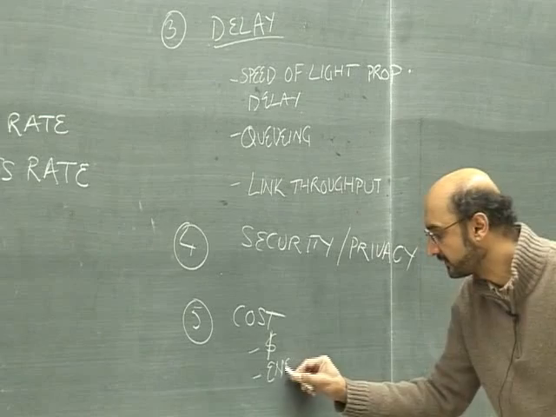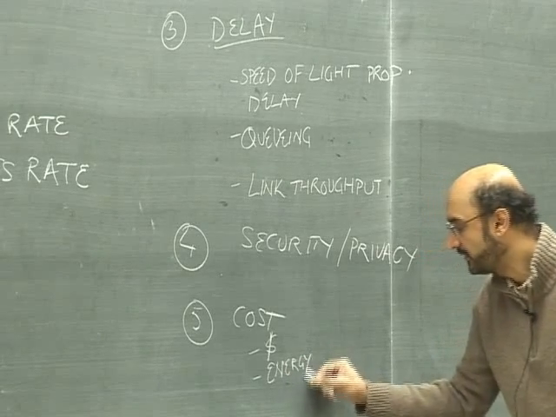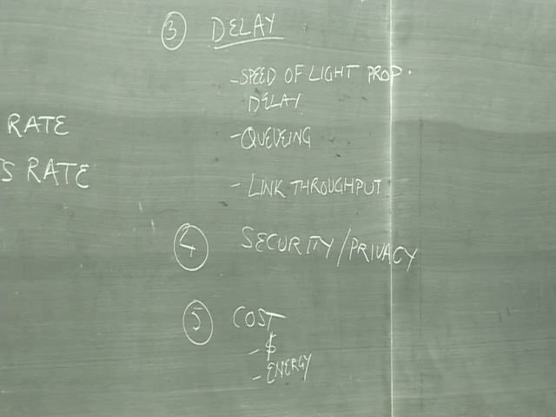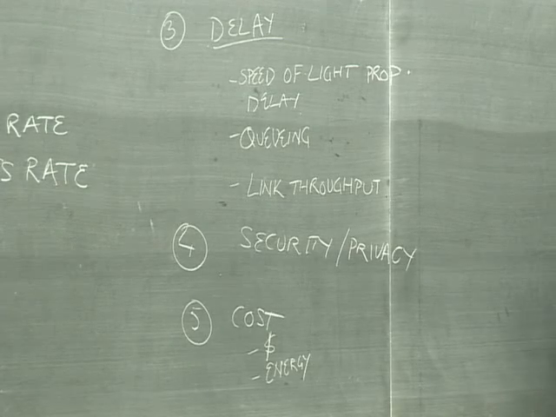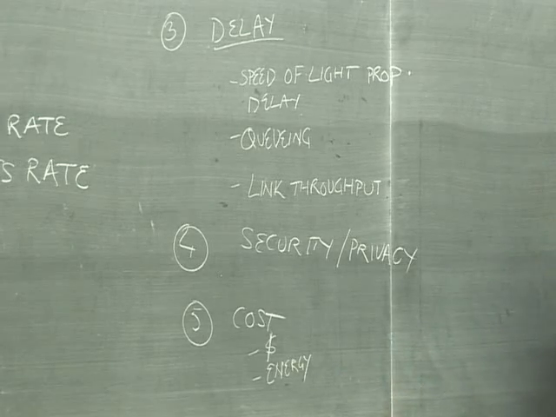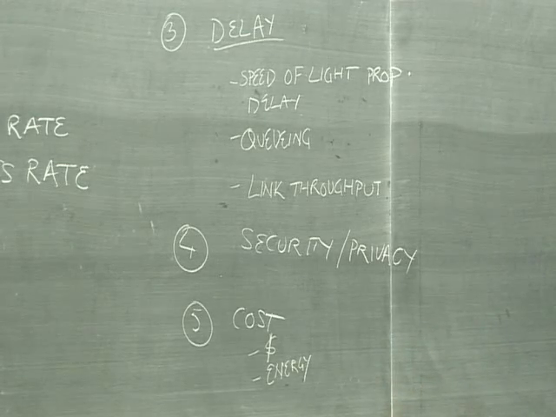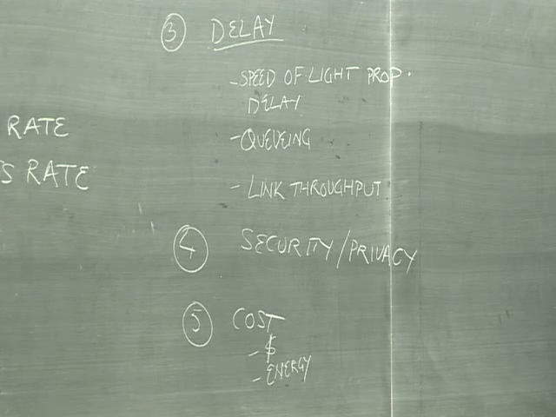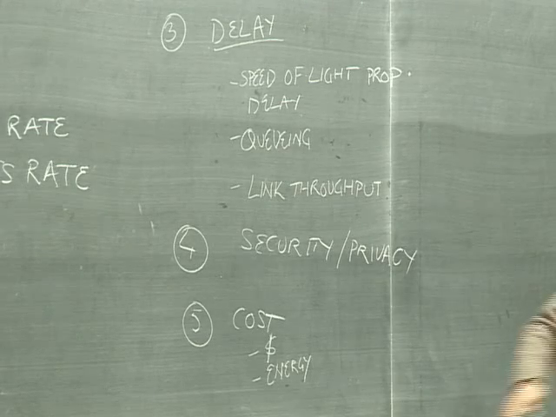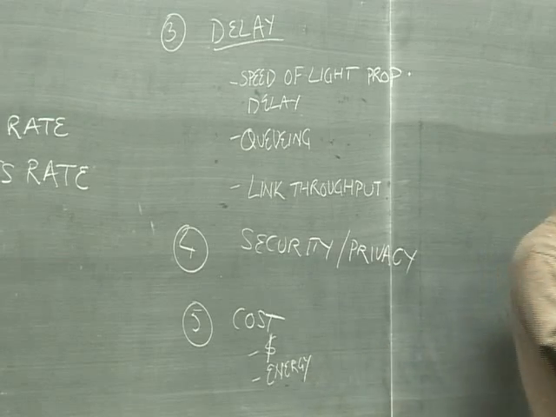And the energy cost is how much energy it takes to use the link. To be more precise, the energy cost is relevant mostly for mobile devices. If you have two cell phones, one of them the battery lasts a week, the other one the battery lasts a day. Well, you probably want to buy the one that lasts a week. Why is the one lasting a day not a good idea? Because it's using too much energy to communicate, right?